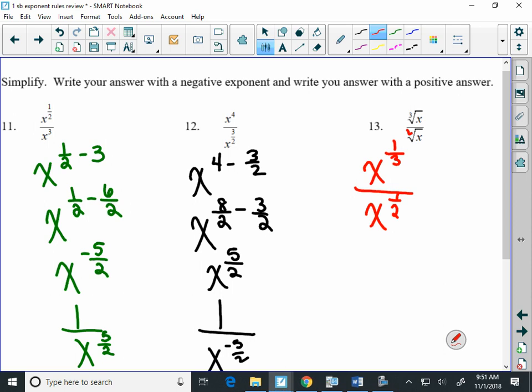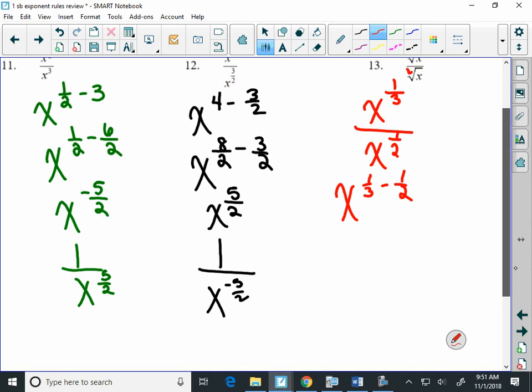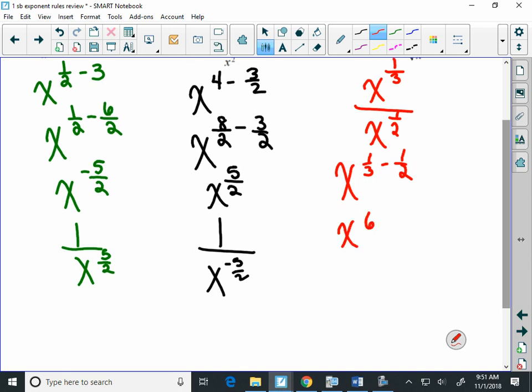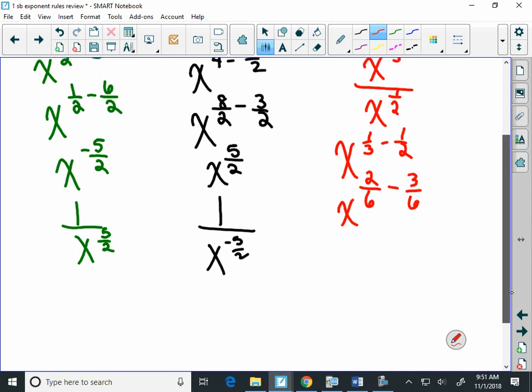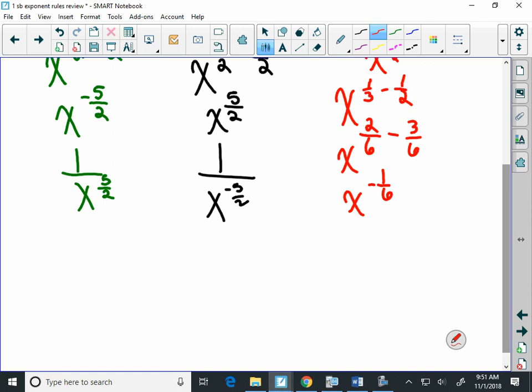So once we get it written back here in the format with the fraction exponents, then what's going to happen is we're going to divide, just like we did on 11 and 12. So this becomes x to the 1/3 minus 1/2. Well, when we find a common denominator, we've got 6. And when we subtract, 2/6 minus 3/6 gives us negative 1/6. So there's our negative exponent. And then we can rewrite it with our positive exponent. Once again, we're going to flip and change the sign on the exponent. 1 over x to the 1/6.